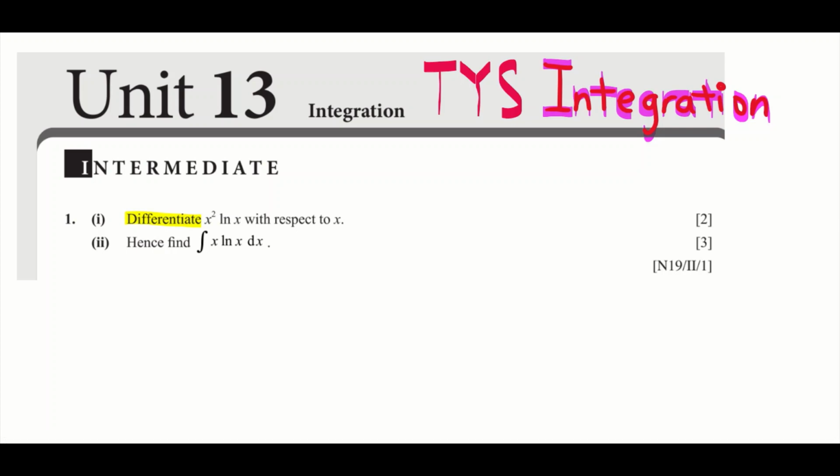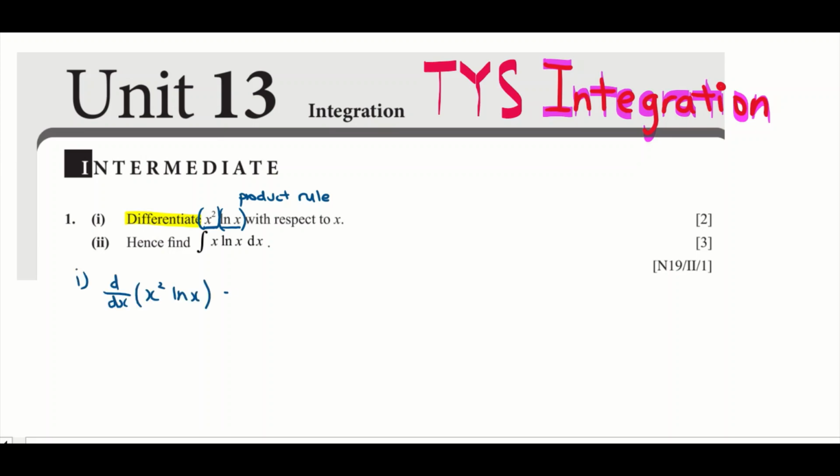Okay, so for today, we're going to take a look at a typical TYS question on integration. First part is actually differentiating first. We're going to differentiate x squared times ln x. So the rule that you should be thinking of is product rule. It's a product of two functions, x squared and ln x.